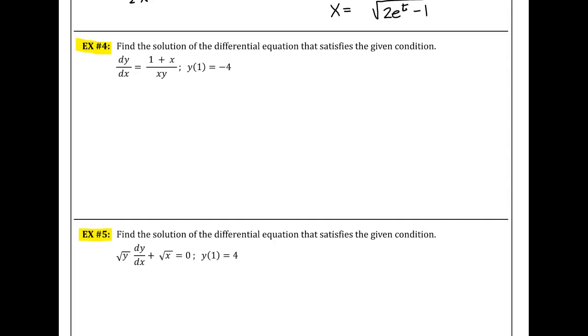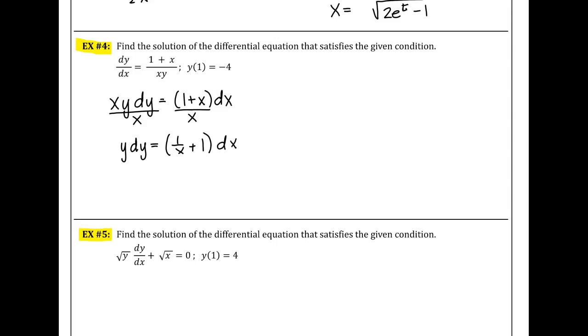Cross multiply? That's an interesting idea, Paul. x y dy equals 1 plus x dx. So cross multiplying is a great place to start, but just don't assume that you're finished, right? Because I have that pesky x on the left. No good. Divide by that. So I have y dy equals, I'm going to go ahead and divide each of these terms by x. 1 over x plus x over x dx. Okay? I hope that makes sense.